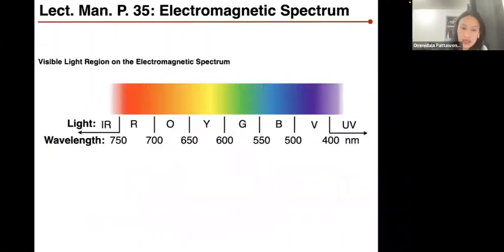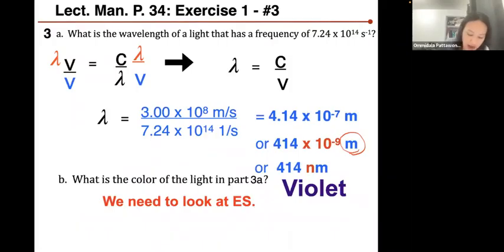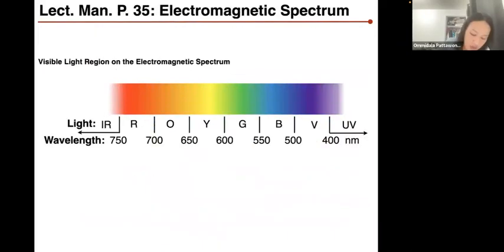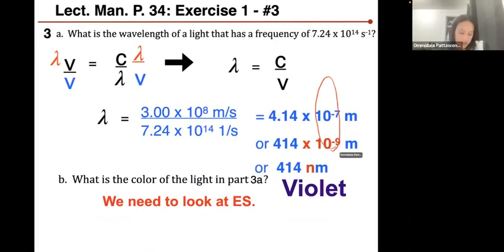If I zoom in, it's going to be within the visible light. The visible light range of the wavelength is reported in nanometers. So in this case, I would need to use the nanometer number right here to look at the scale. And the 414 would fall into the violet, so the answer would be violet.